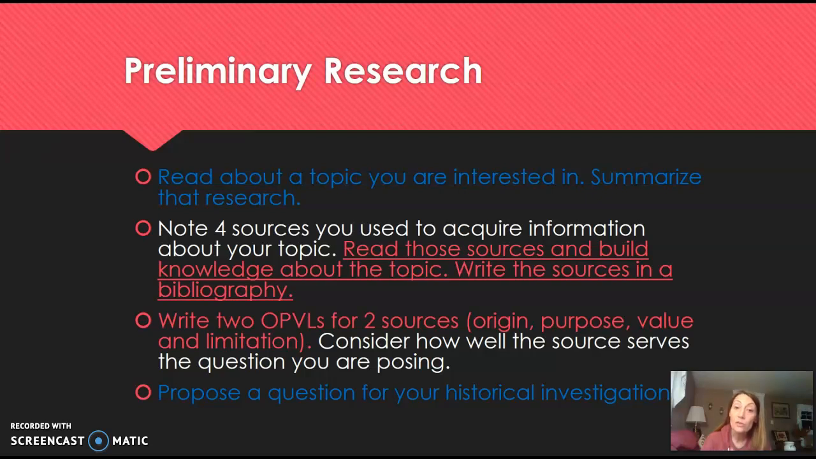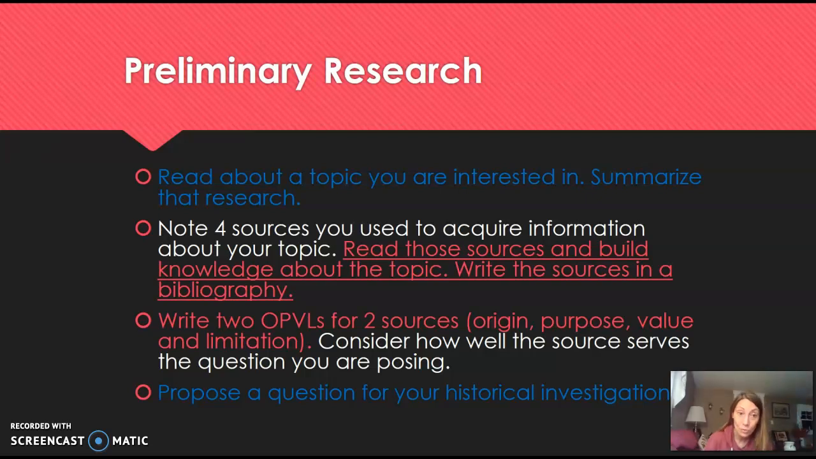I also need to include in writing 2 OPVLs. So out of my 4 sources, I'm picking 2 that I'm going to do origin, purpose, value, and limitation. Maybe there's something about the way in which Brown versus Board of Ed was used and applied in the state of Mississippi. Maybe there's a newspaper article, for example, and once I find that newspaper article, I'm going to not only include it in my list of 4 sources, I'm also going to write an OPVL for that source.